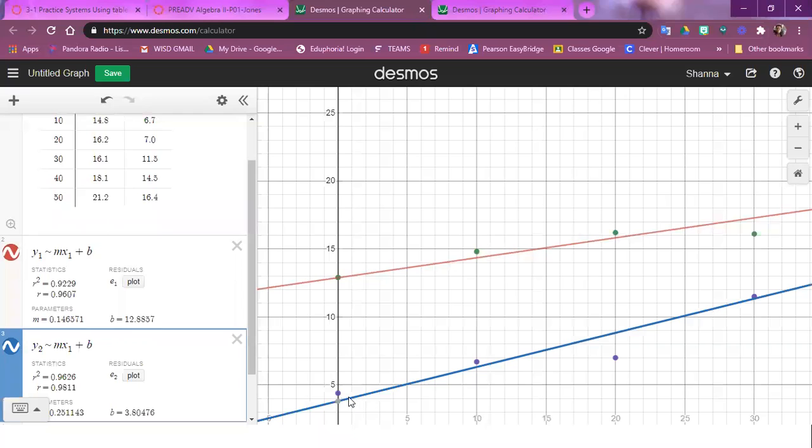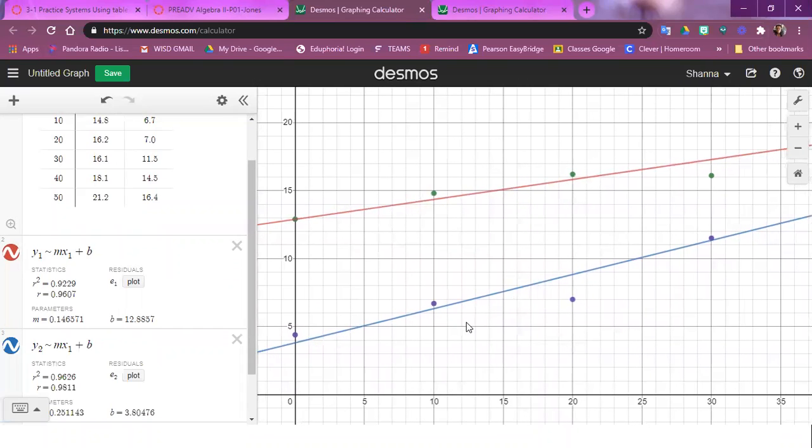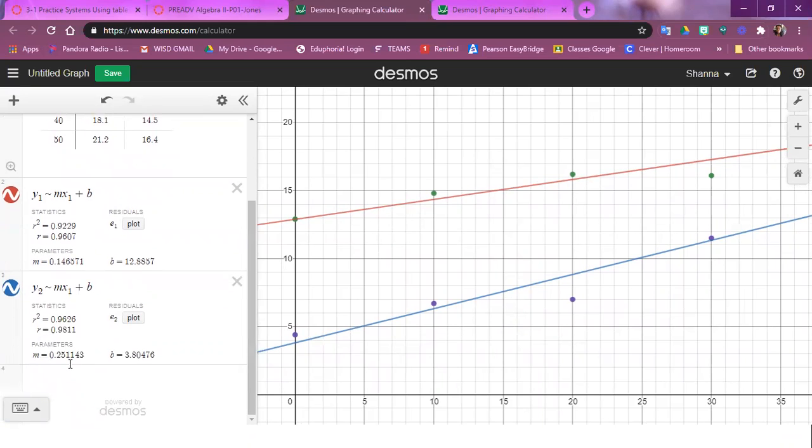And so the purple dots represent our original points. The blue line represents our estimated equation. And from there, we have our m and our b. So rounding our m to our nearest hundredths, what do we get? 25/100. And then our y-intercept rounded to the nearest hundredth is 3.80.